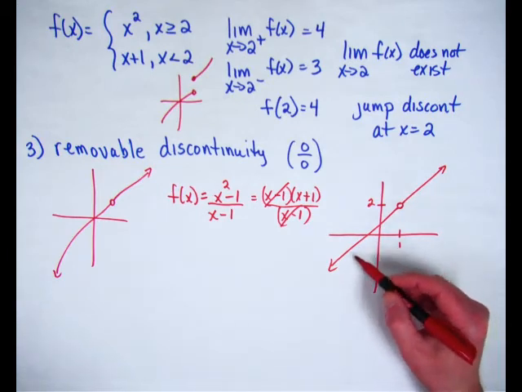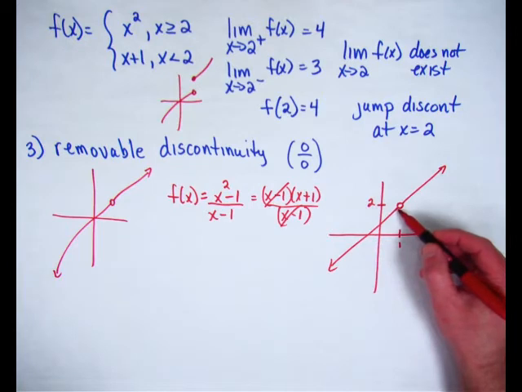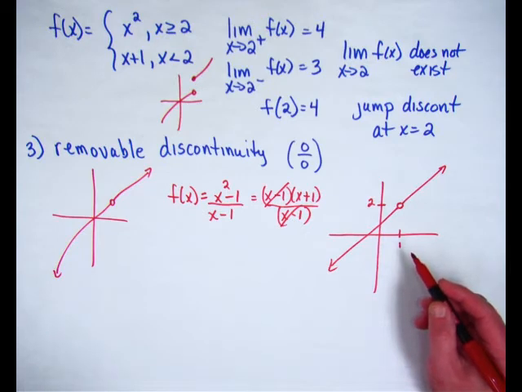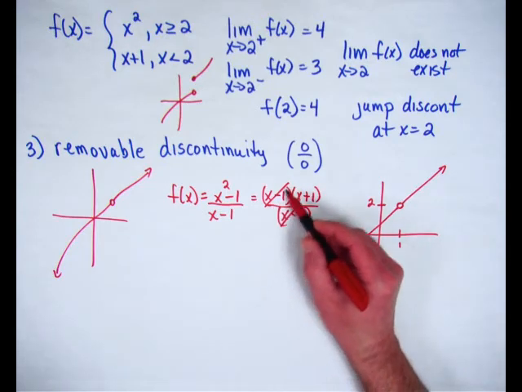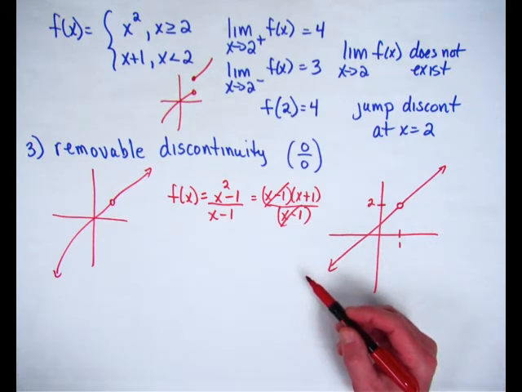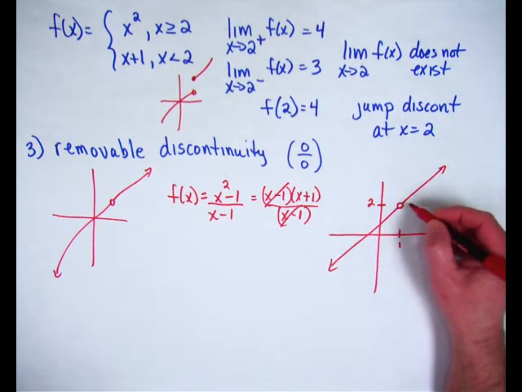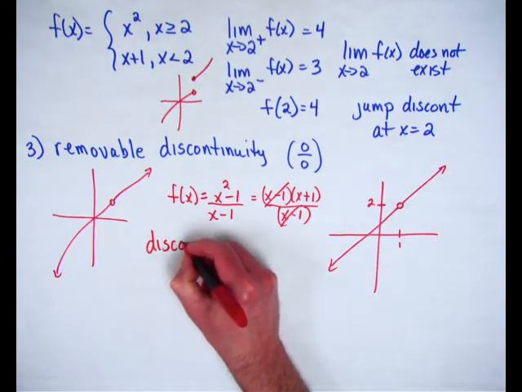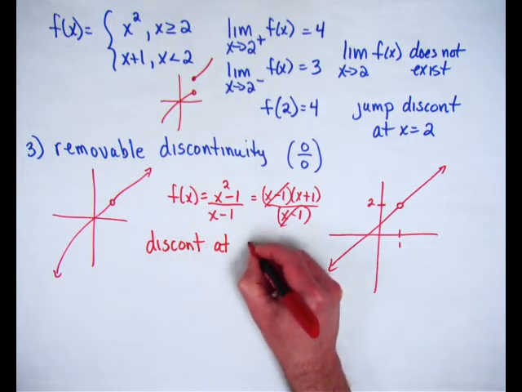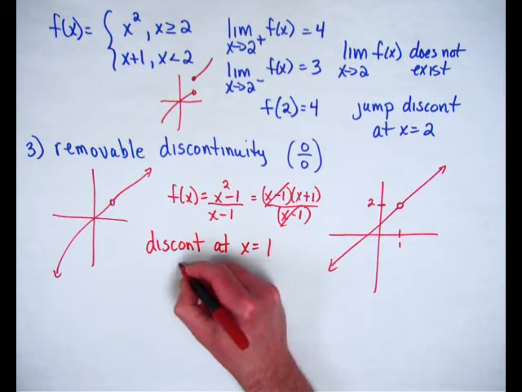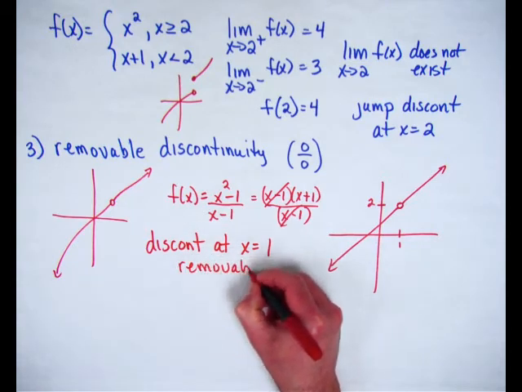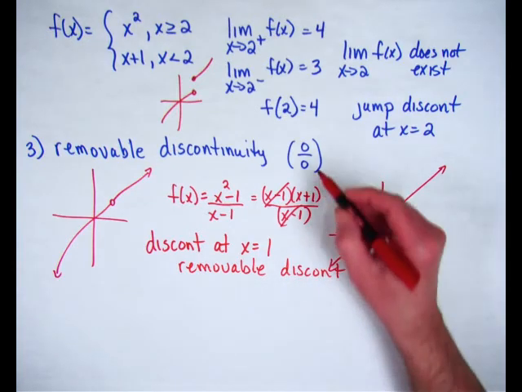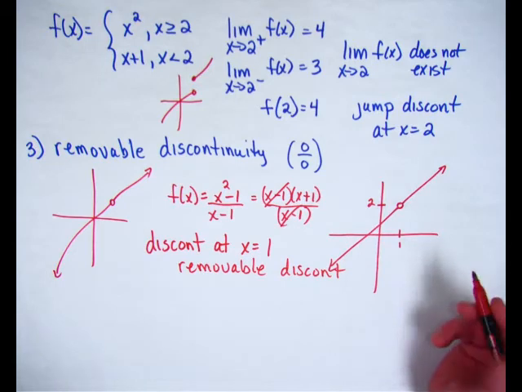Now this function is obviously discontinuous. If you were drawing it, you'd have to lift your pencil off the paper, jump over the hole, and continue on. So we know it's discontinuous. But what kind of discontinuity is it? It's removable, because we can actually divide out these common factors and remove the problem. And so we end up with a hole there, and it's called a removable discontinuity. So we would say that this function is discontinuous at x equals 1, and we would call it a removable discontinuity. And you know you have a removable discontinuity if you have the situation 0 over 0.